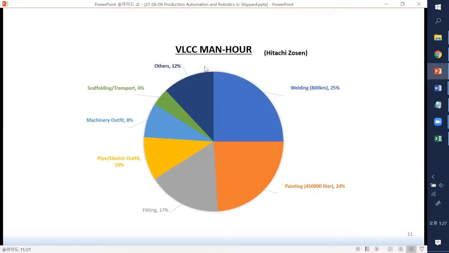And then this is a typical division of man hours for Hitachi Zosen, not Korean shipbuilding, in Japan. And the man hour is divided, about 25% is for welding. About the total length is 800 kilometer for VLCC. VLCC is a very large crude oil carrier. Also about 25% is for the painting. And they paint 450,000 liter of paint. And then fitting can be also welding kind of, piping and electric outfitting, machinery and scaffolding, others. So that you can see that welding and painting is a very big process inside the shipbuilding company.